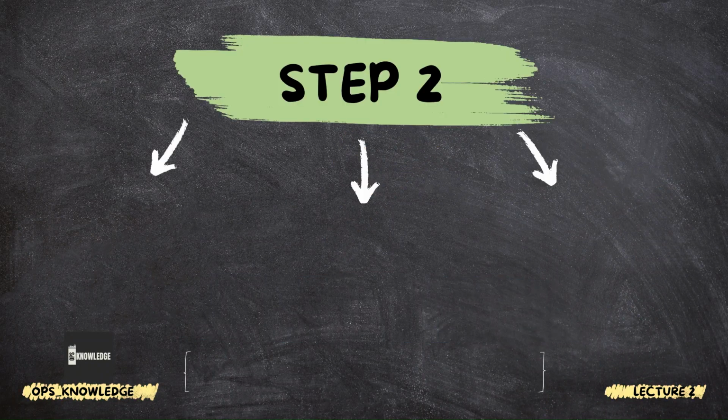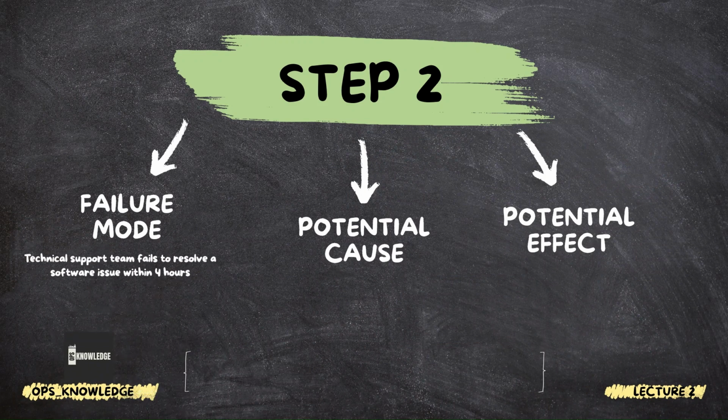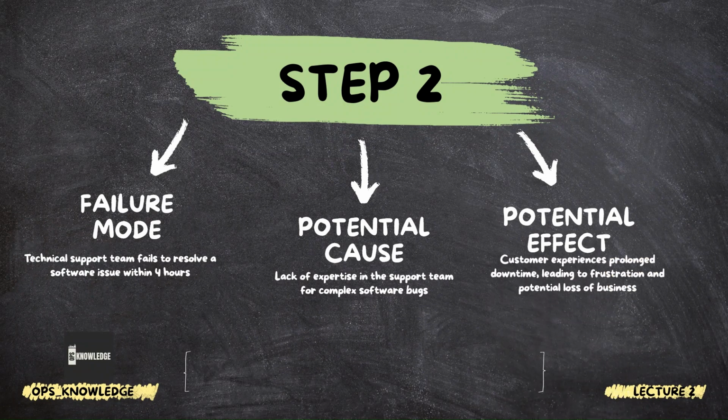Let's go to the next slide and understand step 2, that is identifying the failure mode, potential cause, and potential effect. Failure mode says the technical support team fails to resolve a software issue within 4 hours. Potential cause is lack of expertise in the support team for complex software bugs. Potential effect is the customer experiences prolonged downtime, leading to frustration and potential loss of business.